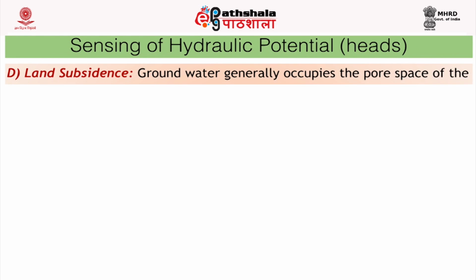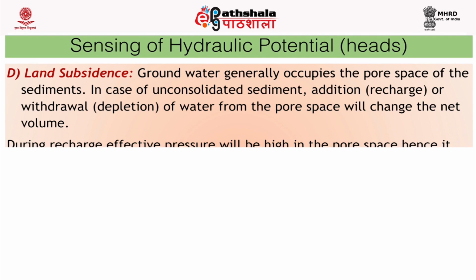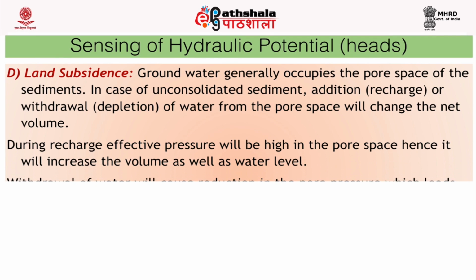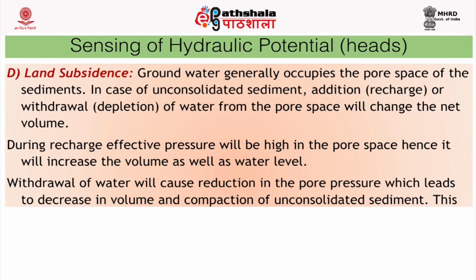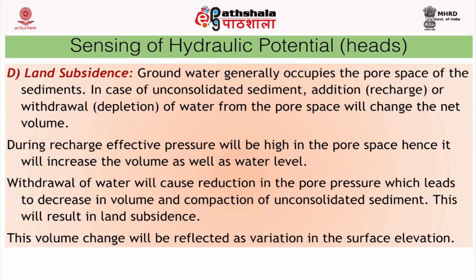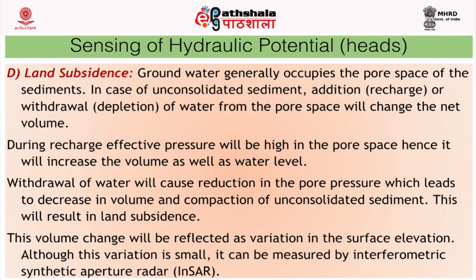The fourth parameter is land subsidence. Groundwater generally occupies the pore space of the sediment. In the case of unconsolidated sediment, addition, that is recharge, or withdrawal, that is depletion, of water from the pore space will change the net volume. During recharge, effective pressure will be high in the pore space, hence it will increase the volume as well as the water table. Withdrawal of water will cause reduction in the pore pressure, which leads to decrease in volume and compaction of unconsolidated sediment. This will result in land subsidence.